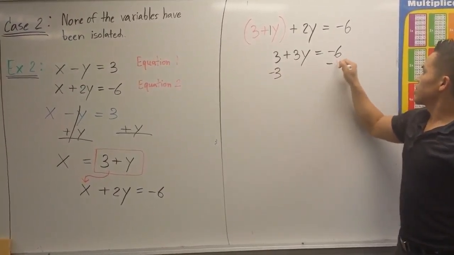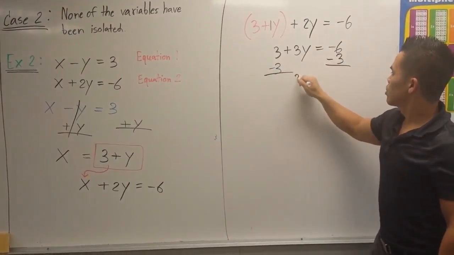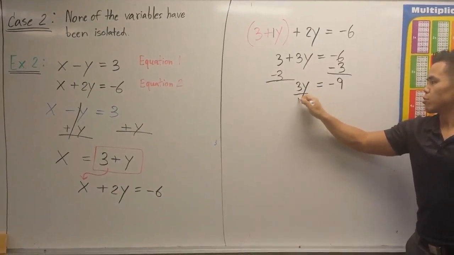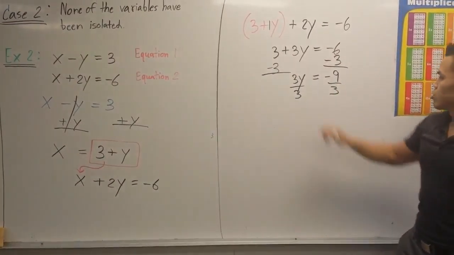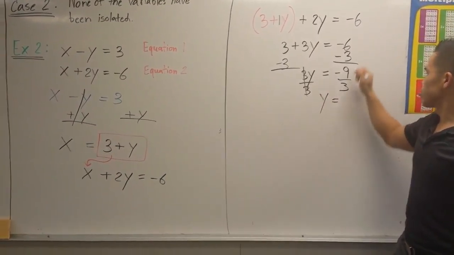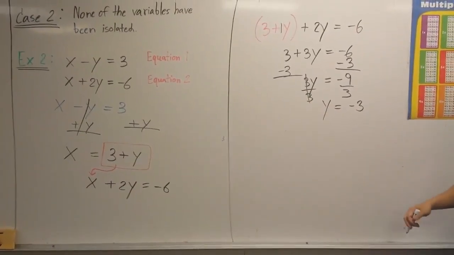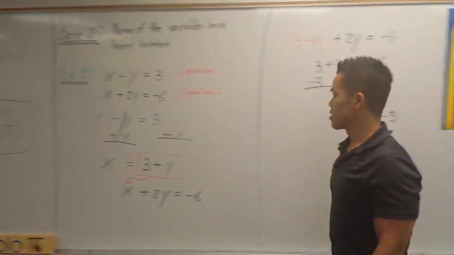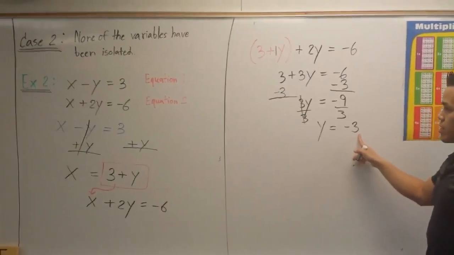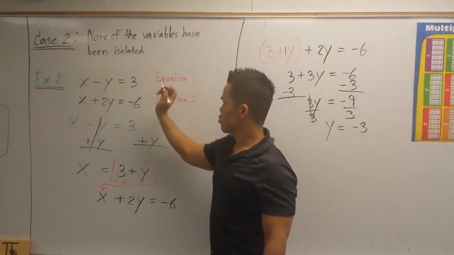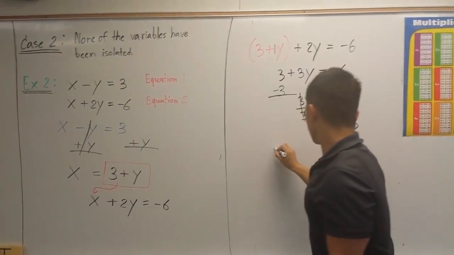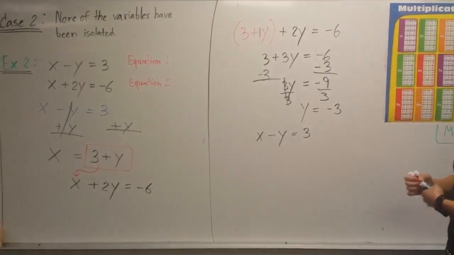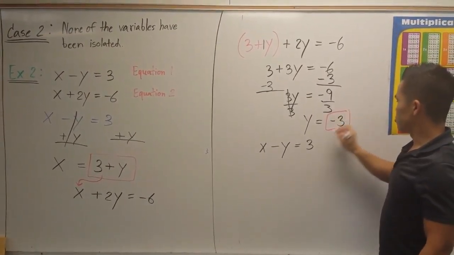Subtract 3 on both sides. 3y is equal to negative 9. After that, divide both sides by 3. So these cancel out, y equals negative 3. Hold on, we're not quite done yet. Now go back, substitute into one of these, and solve for x. We know what y is, right? Now I'm going to substitute this into my first equation. Originally it's x minus y equal to 3. I know what y is now. Y is equal to negative 3.